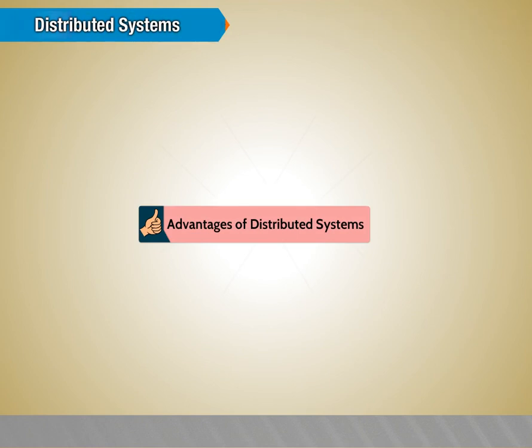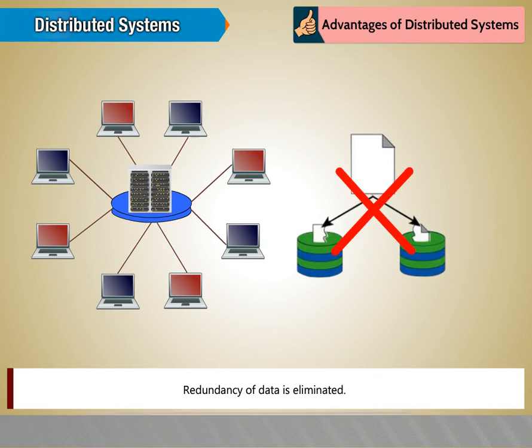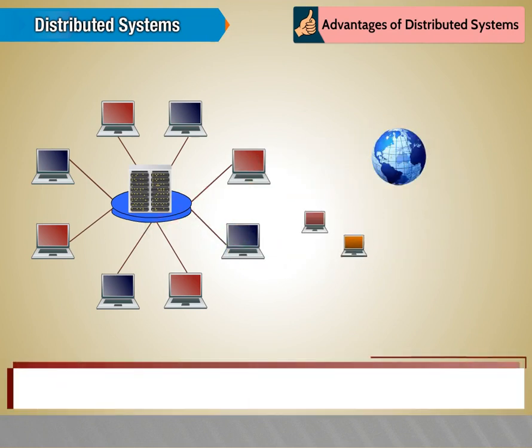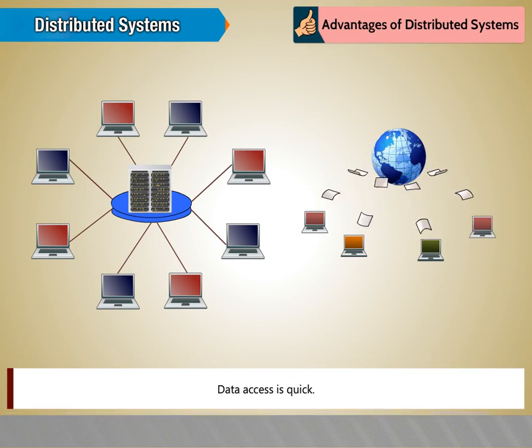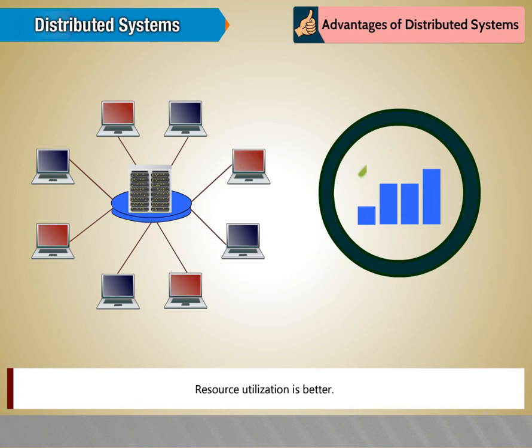Advantages of distributed systems. Redundancy of data is eliminated. Data access is quick. Resource utilization is better.